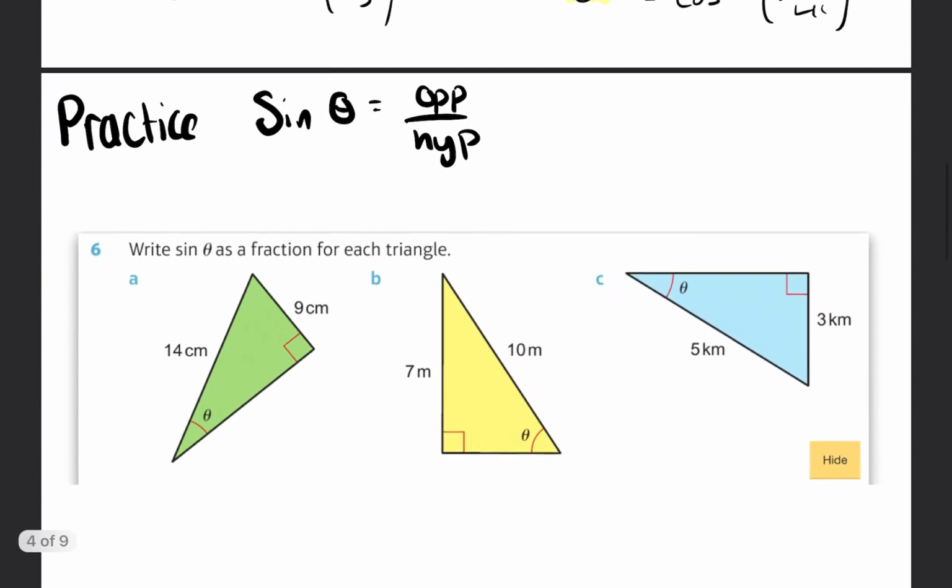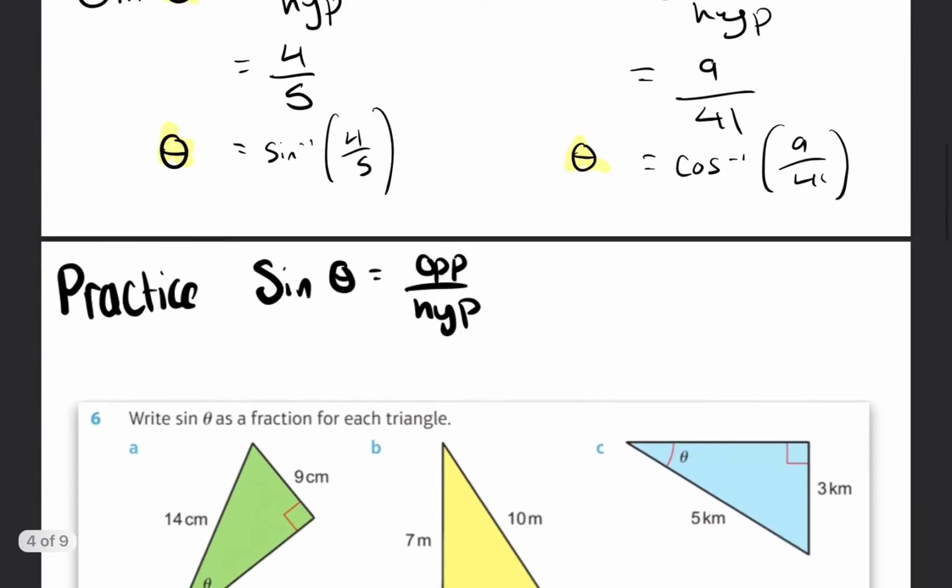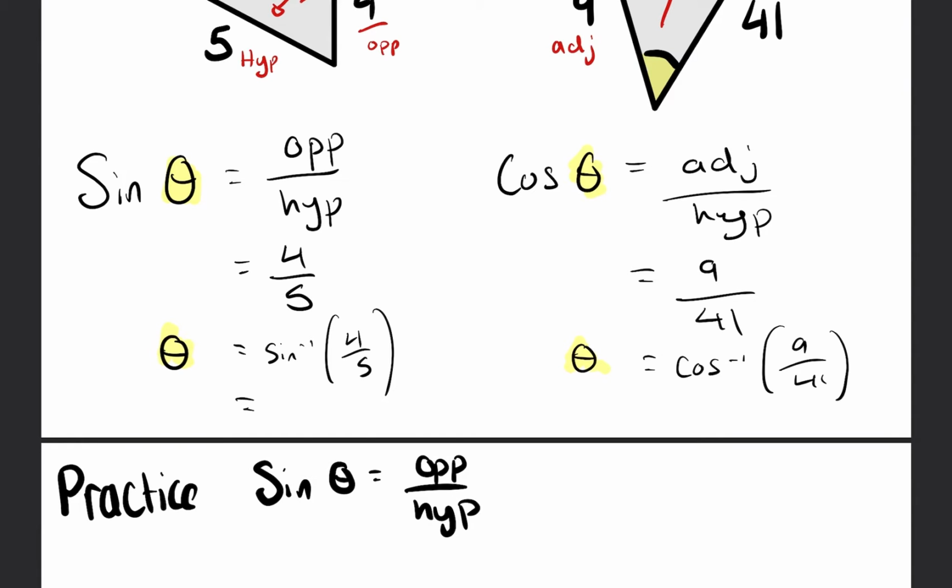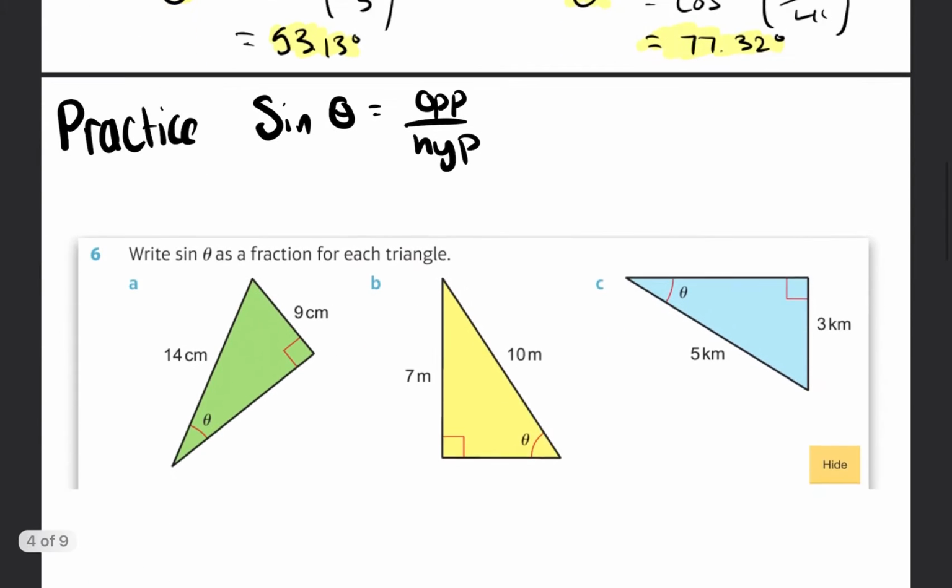Okay. So, with that said, go on, I'll give the answer. I'll be nice to you. This one here is going to be 53.13 degrees. And this one here is going to be 77.32 degrees, to 2 decimal places. That's our answers. Okay, practice questions.